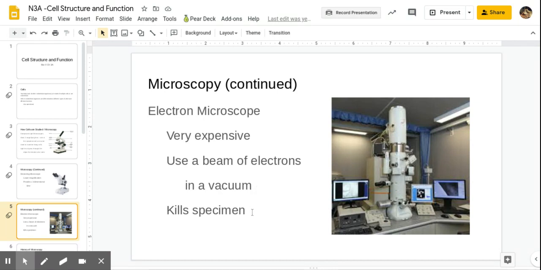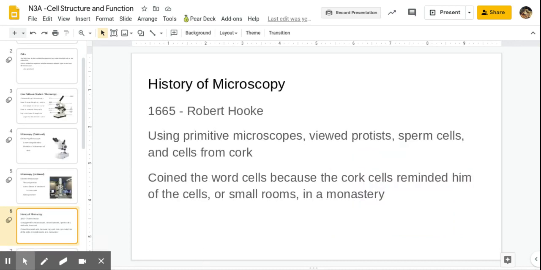The problem with this is whatever you put in there is going to be dead, because the electrons in the vacuum are going to kill the specimen. So if you found something new and exciting, like a single-celled organism, and you wanted to identify it and find information about it, you would not want to use an electron microscope because you just killed your very unique specimen. Or if you were looking at a cancer cell, wanting to determine the type of cancer, you would not want to use an electron microscope necessarily unless you had a bunch of cells to work with.